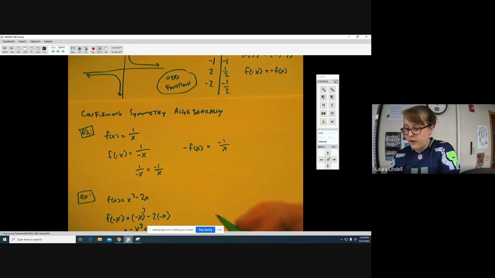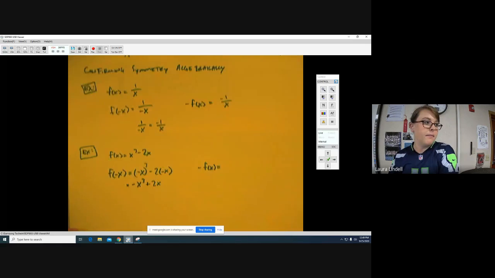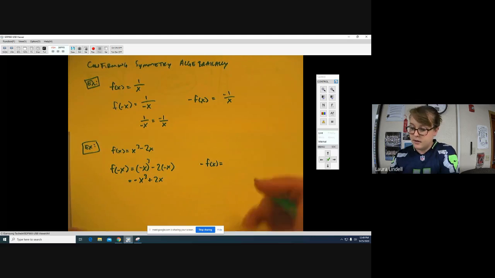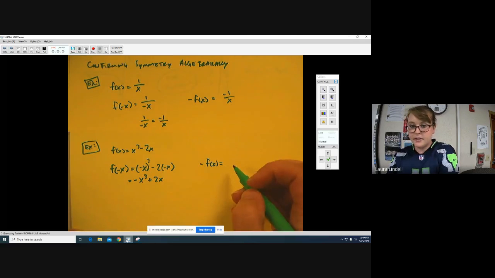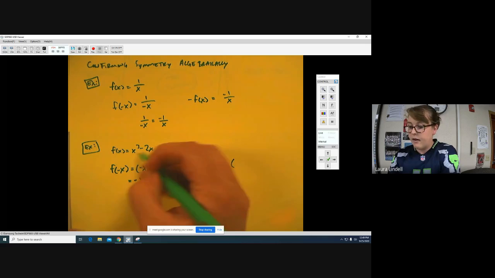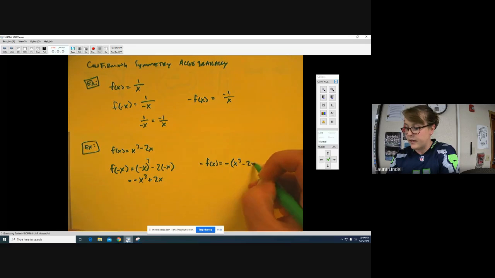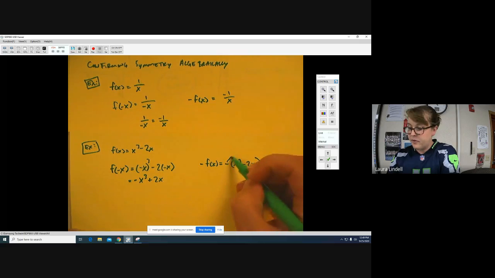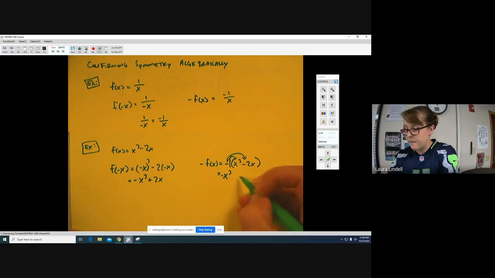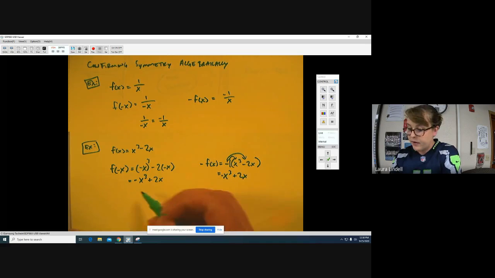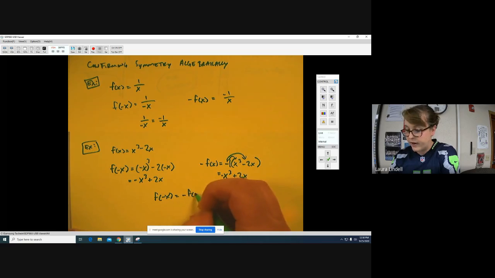Okay. So I'm going to leave that for a moment and figure out what I would end up with if I had negative f of x. So negative f of x would be just like negative times the entire thing, x to the third minus 2x. So if I distribute this through, because that's kind of like having a -1 out front, I would get negative x to the third, and then -1 times -2x would be plus 2x. Since these two things are the same, I have showed that f of negative x is equal to negative f of x.